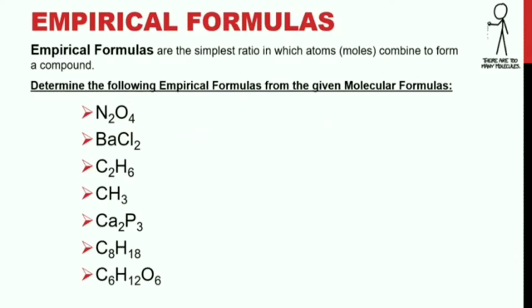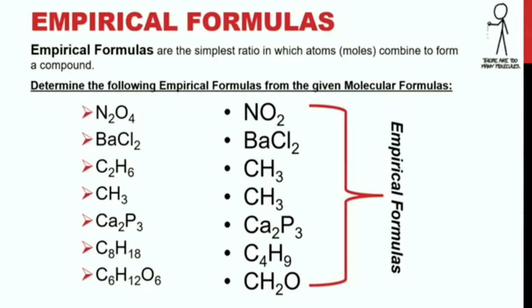Now it is time for you to try some practice. Look at these formulas and see if you can determine the empirical formulas. Did you get them right? Notice how the ionic formula for barium chloride remains the same because ionic compounds like barium chloride and calcium phosphide are always written as empirical formulas. Sometimes molecular formulas can be reduced to empirical formulas, meaning that a molecular formula and empirical formula can sometimes be the same, but not always.